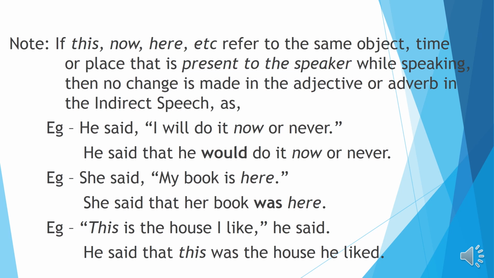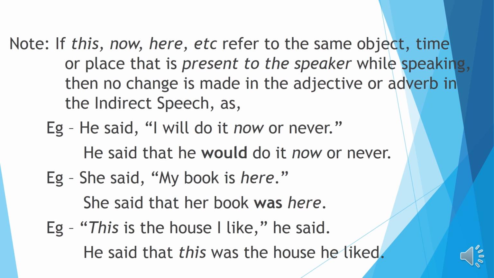Another note to remember, students: if this, now, here, etc. refer to the same object, time or place that is present to the speaker while speaking, then no change is made in the adjective or adverb in the indirect speech. So, if it refers to the same object or place that is present to the speaker while the speaker is speaking, then what happens in the indirect speech? Nothing, no change is made.